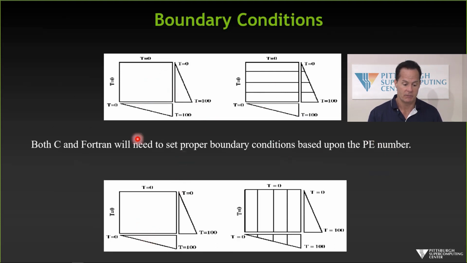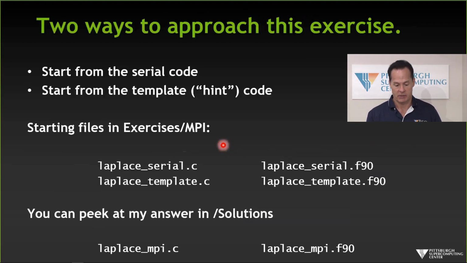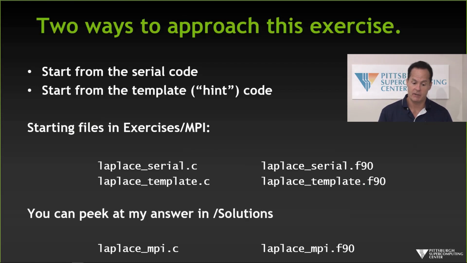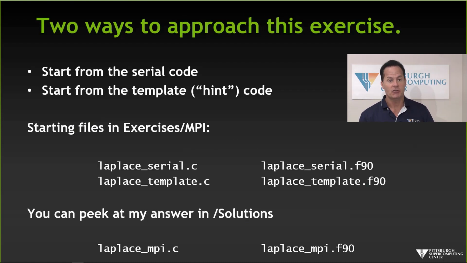The old serial version set these boundary conditions like this, temperature starting at 100 down in this corner. You're now going to have to go and break it up into the appropriate pieces. I think this is suggestive of what you want to do with your logic. I've given you 2 ways to do this exercise. You can start from the serial code from scratch, nothing in there, just a straight up serial solution. I've also got a template code that has some hints in it. I'll show you some examples of what that looks like in a moment. And this gives you some idea where you might want to stick stuff in.